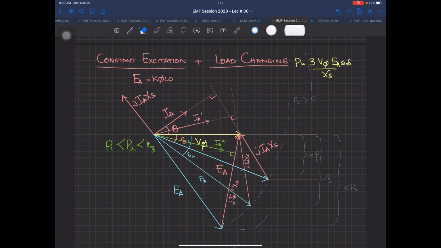Agreed? Any questions on this one? So what is changing over there? Your excitation is constant, which means EA is equal to K phi omega is constant. Your power changed from P1 to P2 to P3.